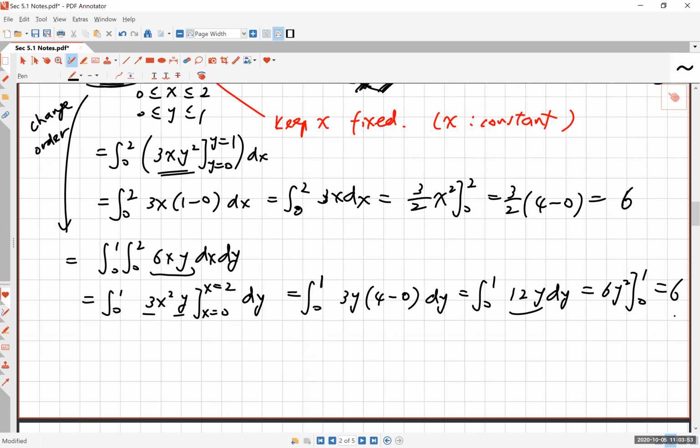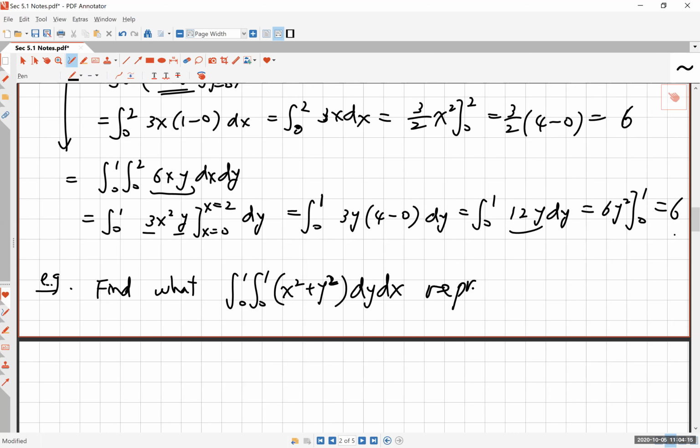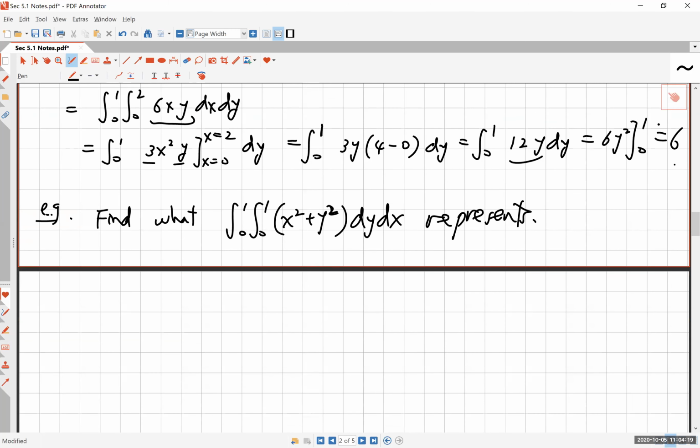Okay, next, find what this integral represents. This is a visualization exercise problem. What does this represent? Okay, you found this. My favorite illustration.